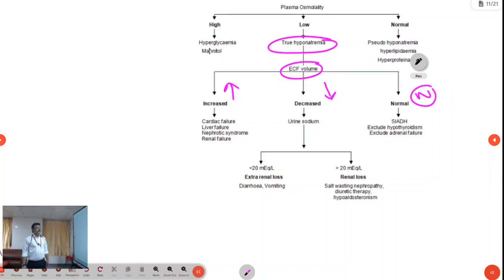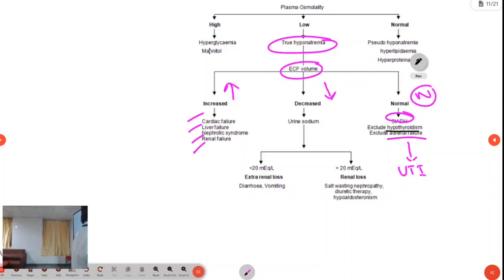If the excess volume is there, cardiac failure, liver failure, nephrotic syndrome, kidney failure, all these things. If it is normal, you should suspect SIADH, and you have to rule out hypothyroidism and adrenal failure before diagnosing SIADH. One of the conditions that comes here exactly like this is urinary tract infection.